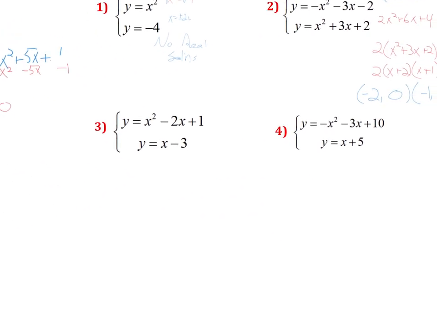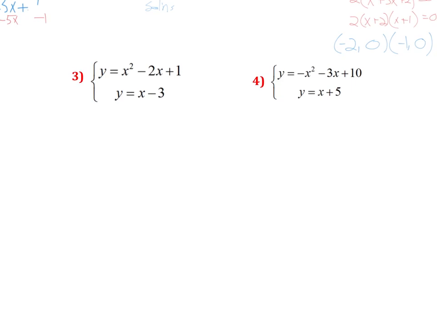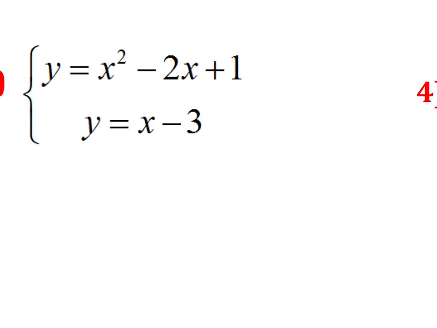Two more. Dos más. X squared minus 2x plus 1 and x minus 3, set them equal to each other. They're both equal to y, so set them equal to each other. Again, we're going to find where these things intersect, if they do, but maybe they don't. It's not equal to 0. We want it equal to 0, so let's kick the x over to the other side.